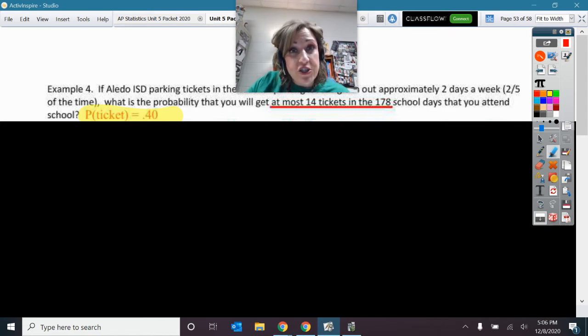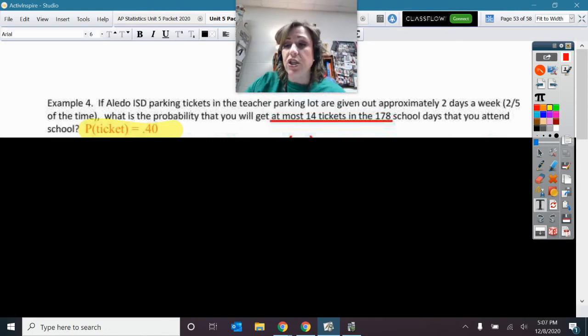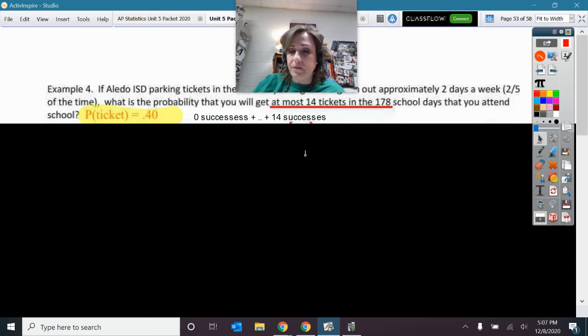So what does your sequence include? So my sequence should include, and you can think about this to yourself, my sequence should include 0 successes plus dot, dot, dot, plus 14 successes. Let's see, I want at most 14, so I want 14. Okay, so there's what I want. So make your sequence show that, and here it is.